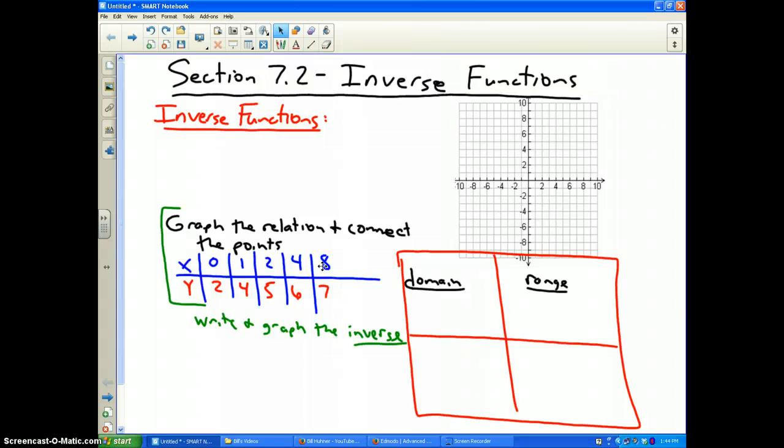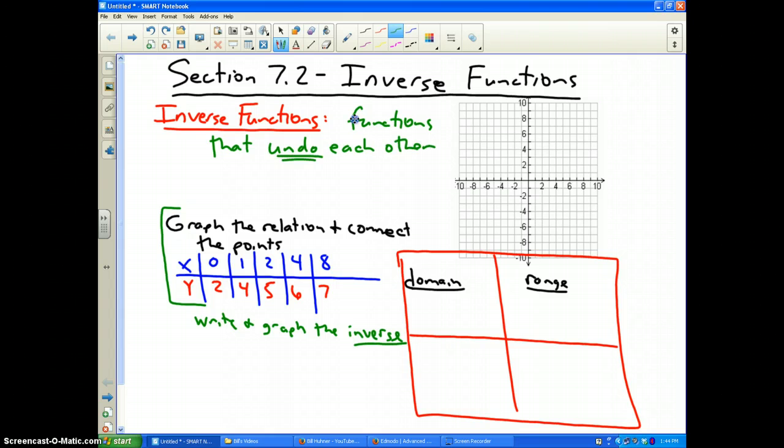All right, inverse functions is the topic of section 7.2 because inverses are going to play a big role in this exponential unit. The definition of an inverse function basically is a function or functions, let's use plural, functions that undo each other. Key word being undo. Now in this short video we're going to talk about graphs, tables, and domain and range.